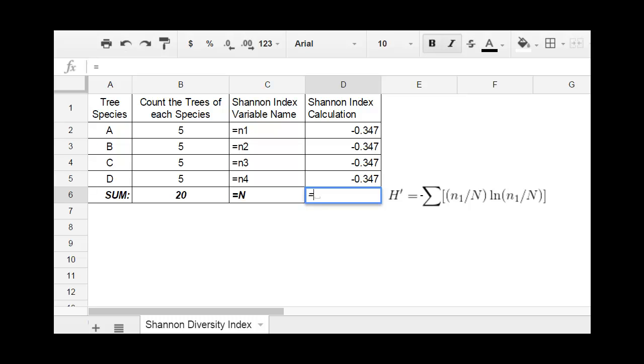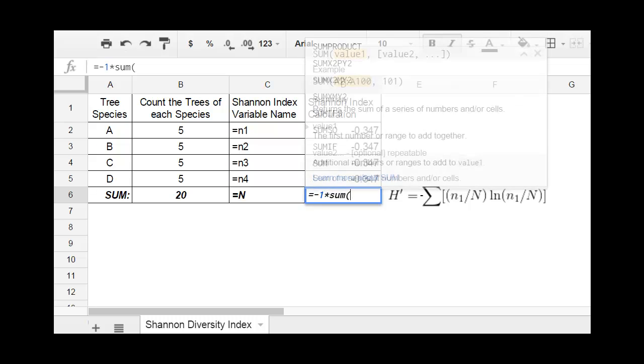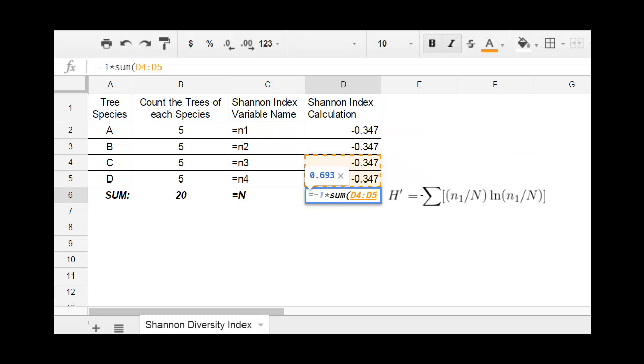And at the bottom, once again, I'm going to sum, but this time it's -1 times the sum, using my up arrow key and holding shift to select those. And then I will hit enter. And that -1 is because that's what the formula requires. You see that negative sign in front of the sigma. So you see in this calculation, the Shannon Diversity Index is 1.386.